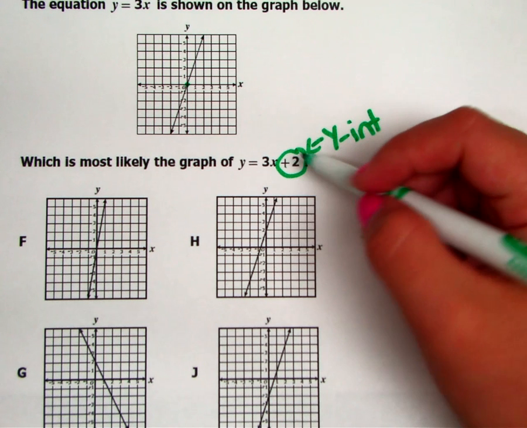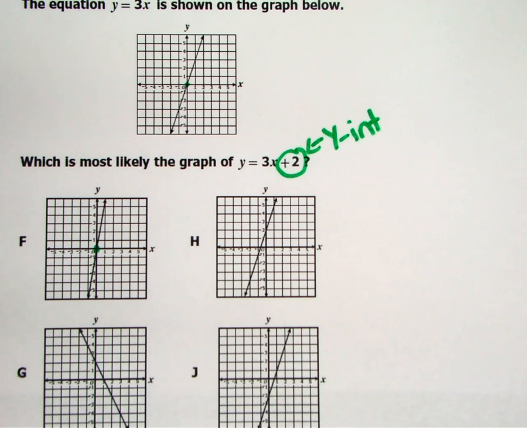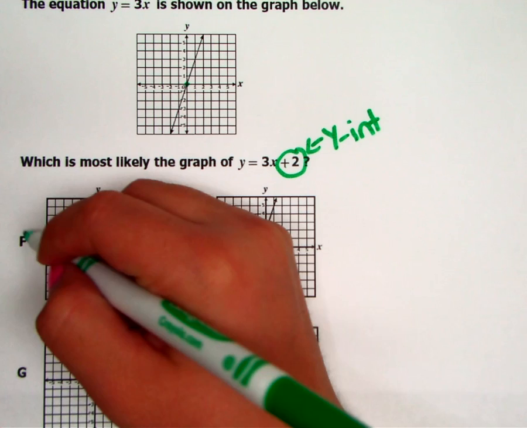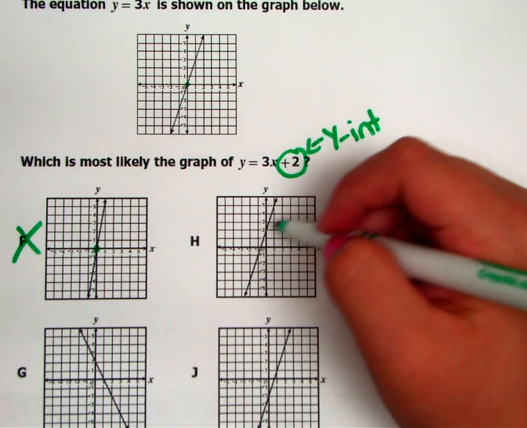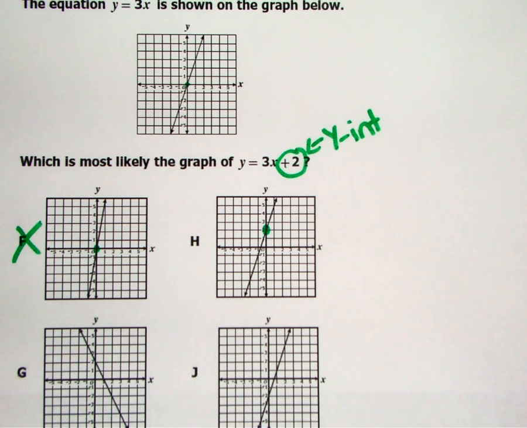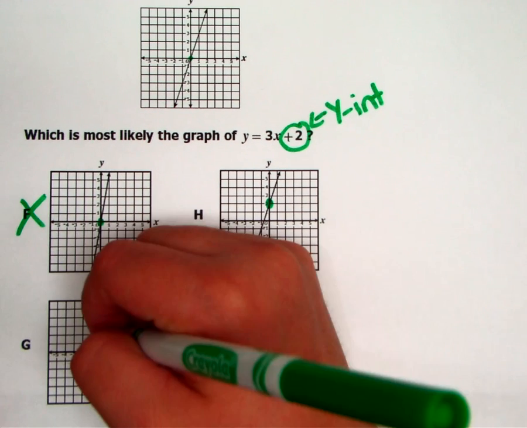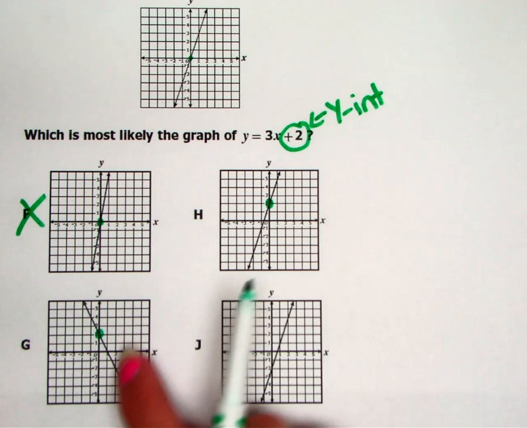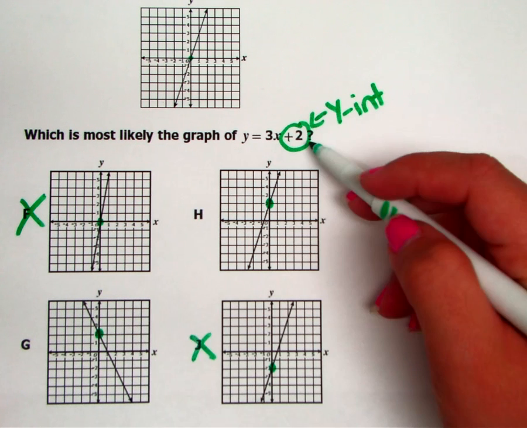Now, we're going to be moving our y-intercept up since it is a plus 2. Now, if you look at F, it says our y-intercept is going through the origin, which is 0, 0. That's not right. It needs to be going through positive 2. We look at H, and the y-intercept is a positive 2. So far that looks good. We look at G, which has the y-intercept at positive 2 also. So we're going to have to go back and look at those two again. And J has it at negative 2, which is wrong. It should be a positive 2.